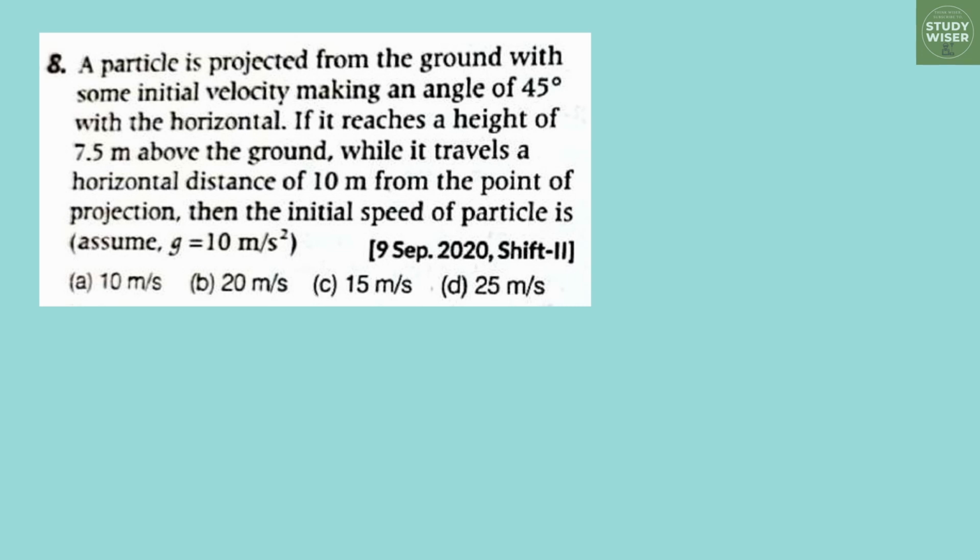A particle is projected from the ground with some initial velocity making an angle of 45 degrees with horizontal. If it reaches a height of 7.5 above the ground, while it travels a horizontal distance of 10 meters from the point of projection, then the initial speed of the particle is, assume g is equal to 10 meter per second. ఈ క్వశ్చన్కి సొల్యూషన్ వచ్చేసి ఫస్ట్ డయాగ్రామ్ డ్రా చేద్దాం.